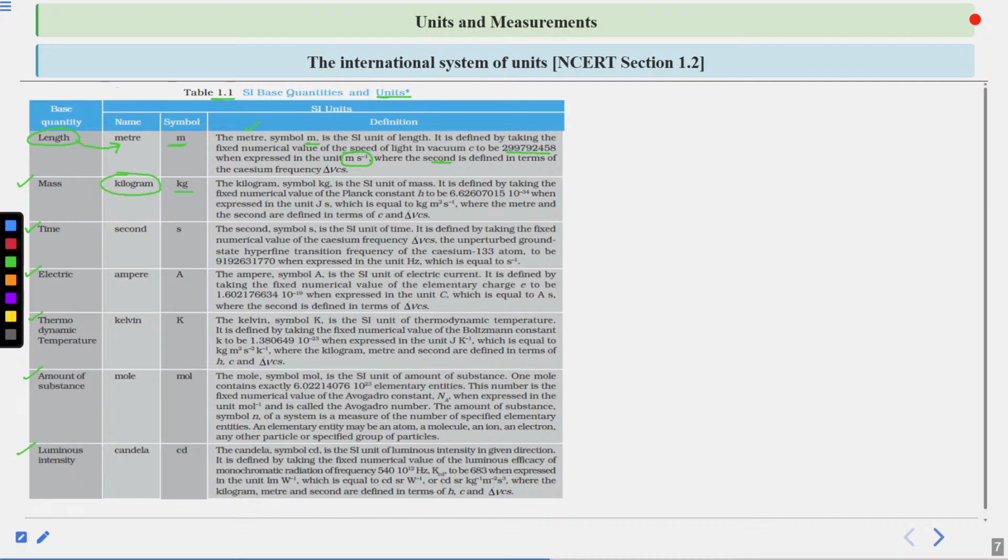So the kilogram symbol is kg. The SI unit of mass is kg, and it is defined by taking the fixed numerical value of Planck's constant. Here h is the Planck constant. The value of Planck constant is 6.62607015 into 10 raised to the power minus 34. This is the numerical value of Planck constant.